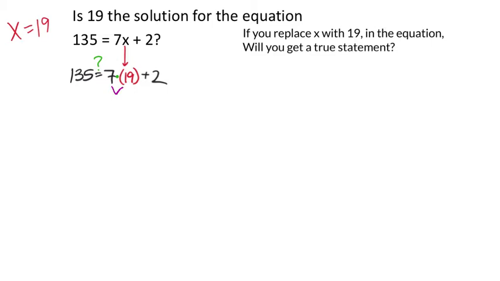7 times 19, I guess I will use a calculator for that. 7 times 19, I got 133. So we still got the plus 2 there. Does this equal 135? Well, if you add 133 and 2 here, you get 135. Which, compared to 135, that's a true statement right there. So now that we know that this is true, we're going to say, yeah, this is the solution there.